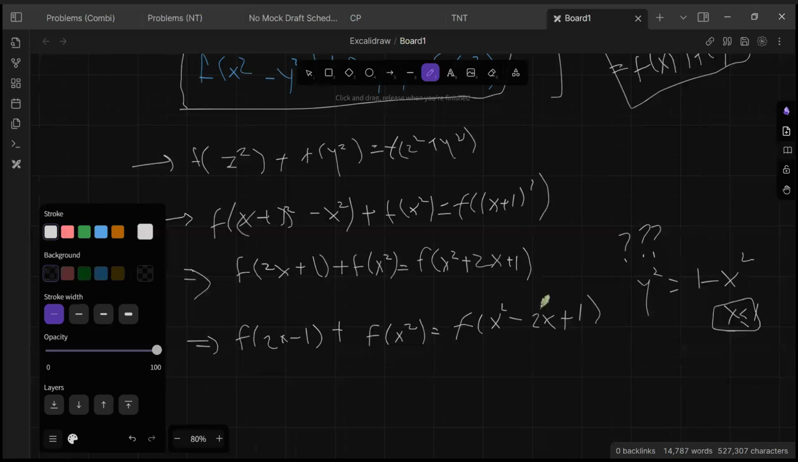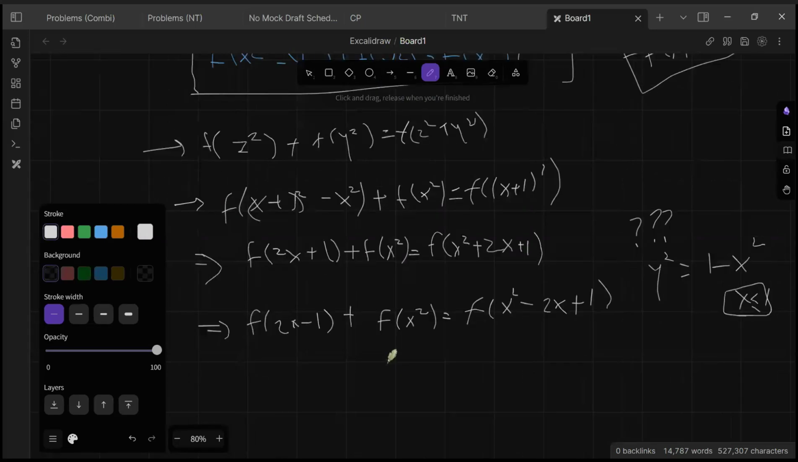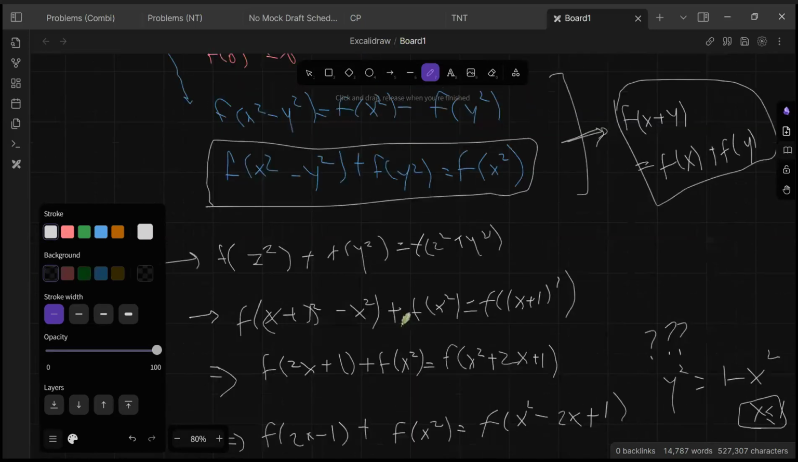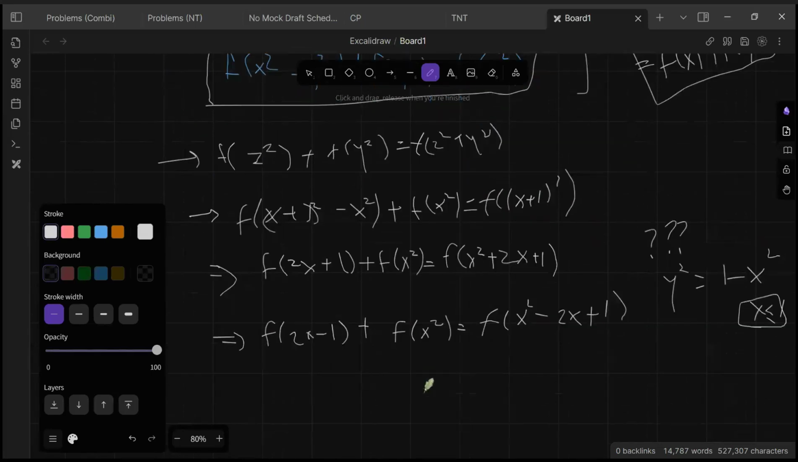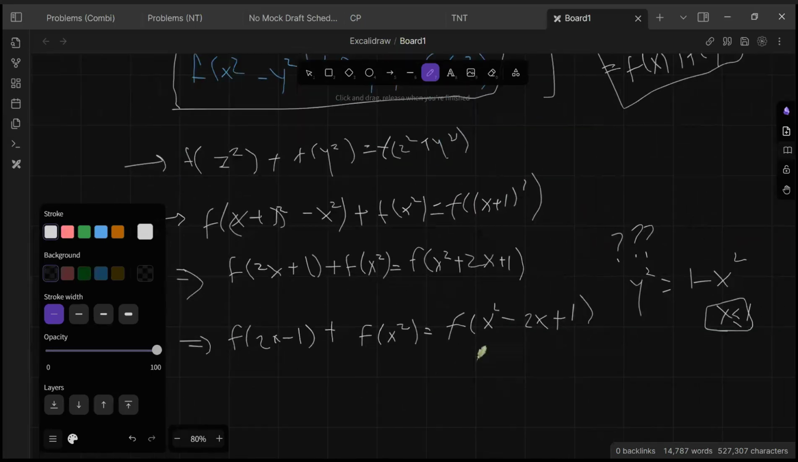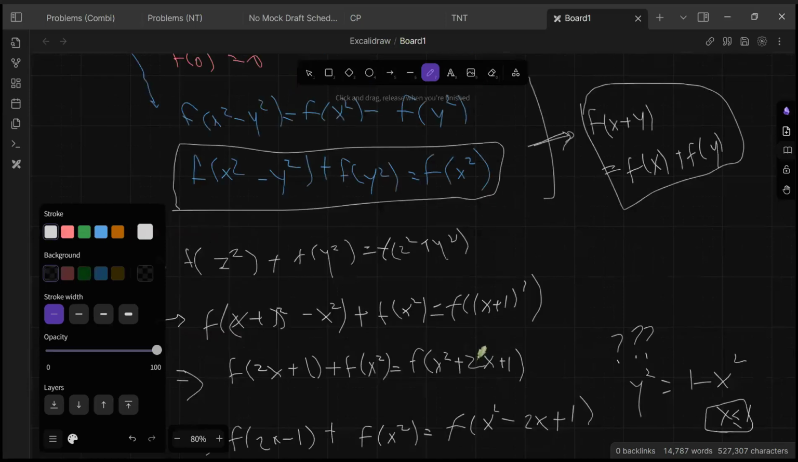We know f of x squared is x f of x. Right? So f of x squared by x squared is f of x by x. So let's define g of x as f of x by x. So we kind of get that g of x is constant.